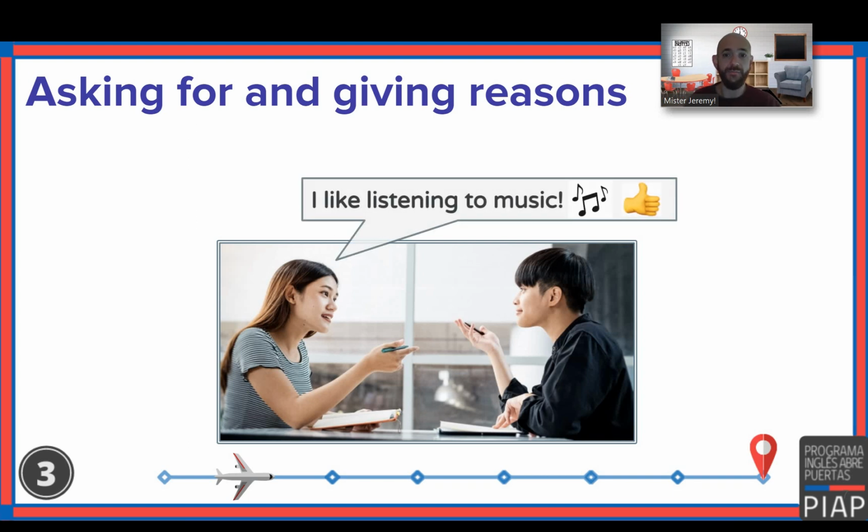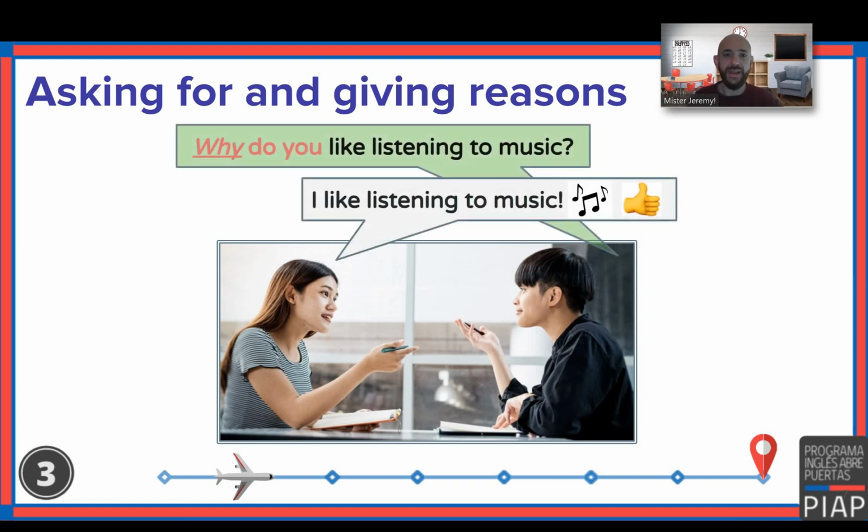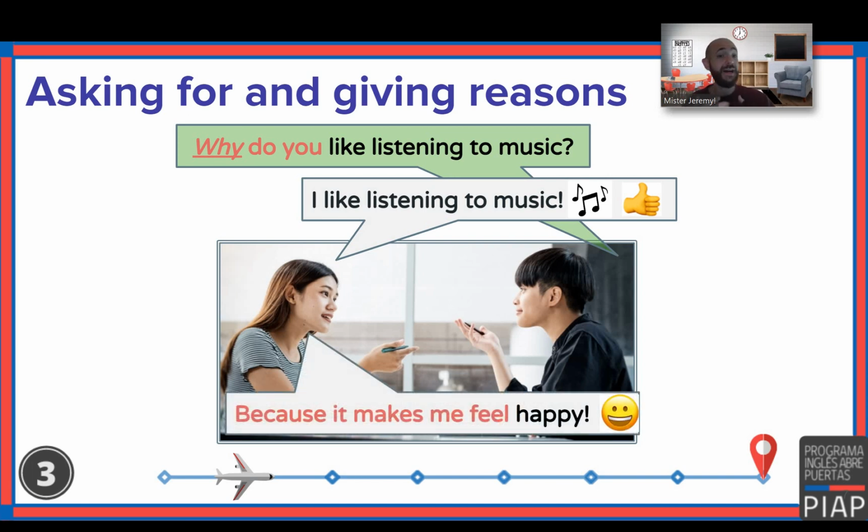So we have her saying, I like listening to music. And then him saying, why do you like listening to music? Emphasis on the why. And she says, because it makes me feel happy, right? So that one's a good one to illustrate.